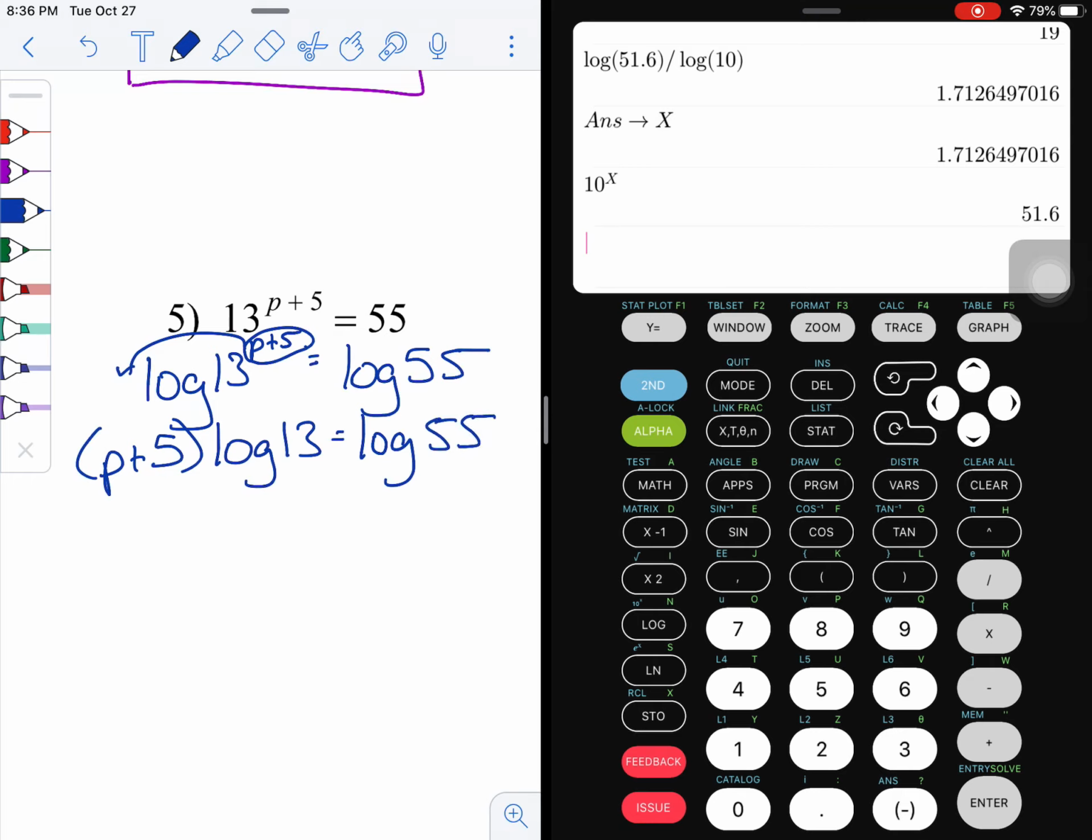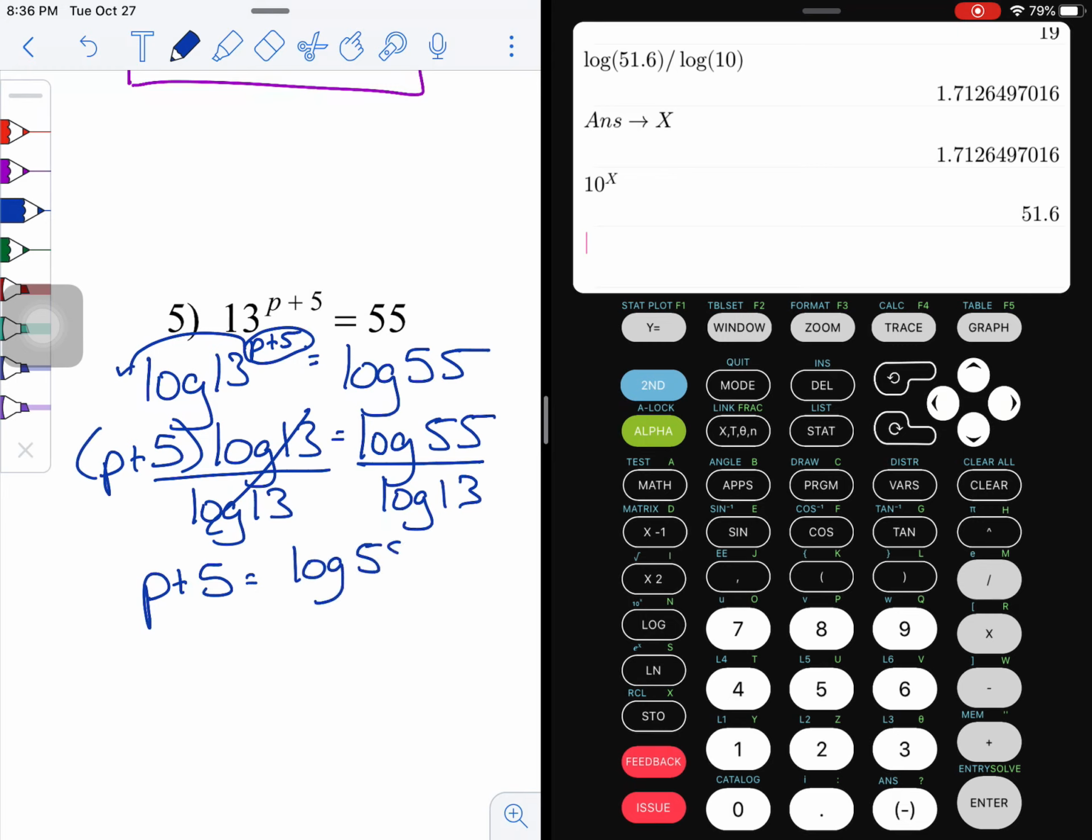Now, you could distribute log 13 to the parentheses p plus 5 and solve. Or, I'm going to be a little bit lazy here. I am going to divide both sides by log of 13. Those are going to cancel. So now I've got p plus 5 is equal to log of 55 over log of 13. And then to get rid of the plus 5 that's attached to the variable p, I'm going to subtract 5. So p is equal to log of 55 over log of 13 minus 5.